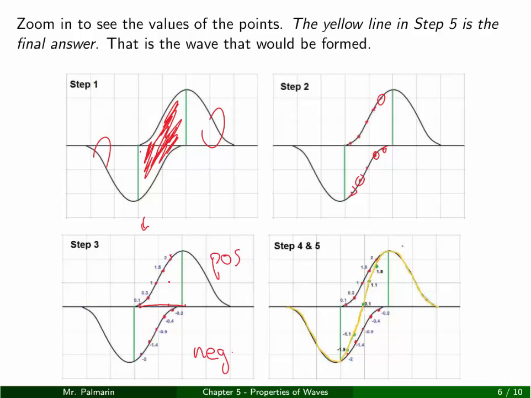In step 4 and 5, in step 4 you basically will just add these values. 0.1 from the horizontal, this is negative 2, so you add that to get negative 1.9, which is this, so that will be where you plot the new point, which comes right there. So basically it pushed that one up this much, that much over there. You do this for the whole thing and then connect the dots. That's what step 5 is. This one in yellow is the resultant wave.